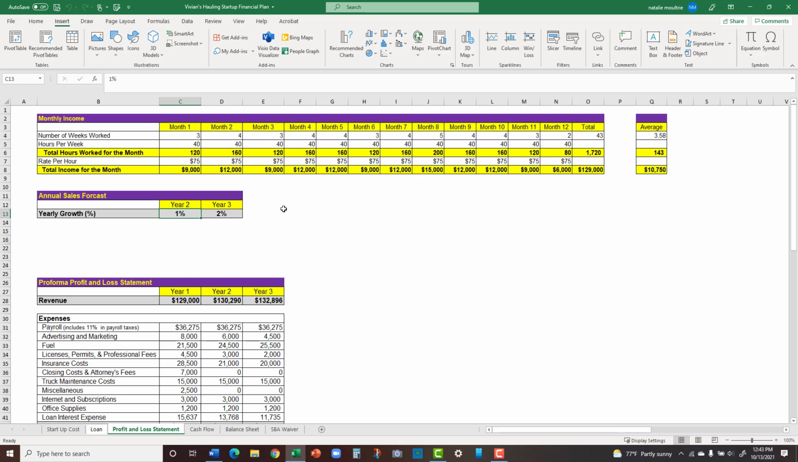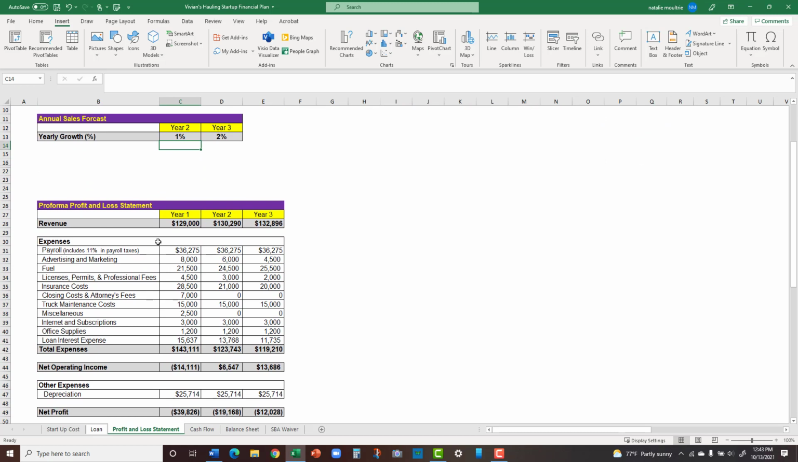So let's say we put in 3% for year 2. Now what we should see when I hit enter is that this number should increase. So let me hit enter, and it did. Now if this number increases, that means the third year is going to increase as well. All right, so let's put this back at 1% for now. All right, so let's go through and talk about the expenses.